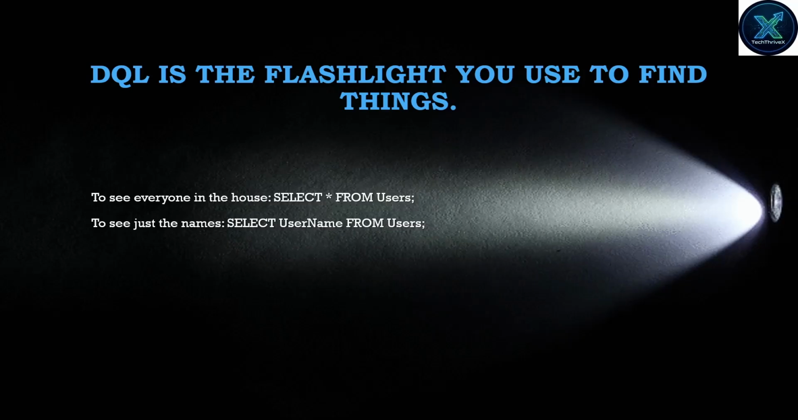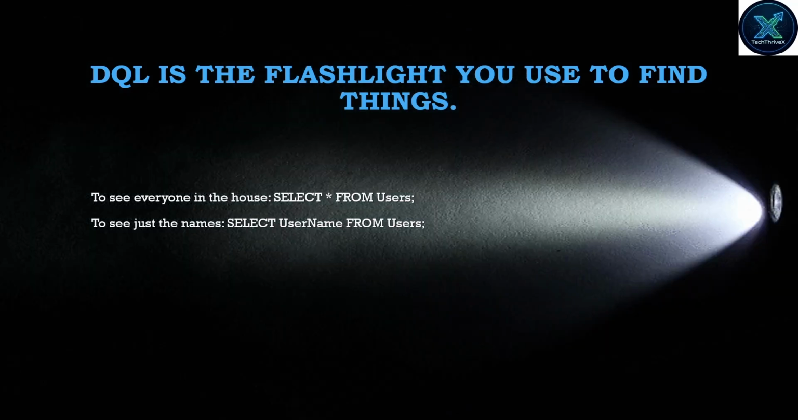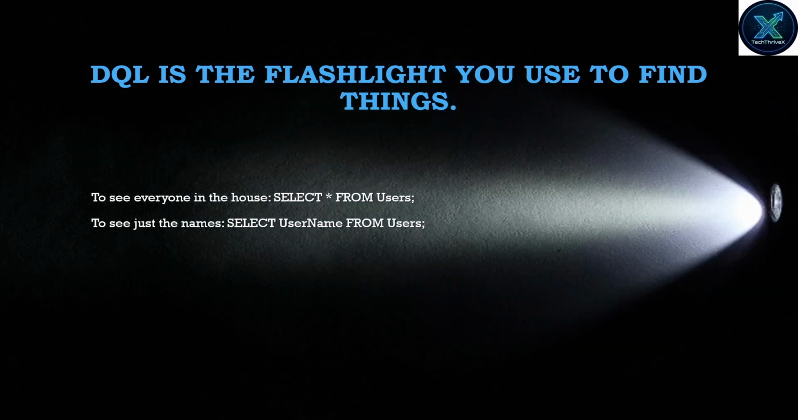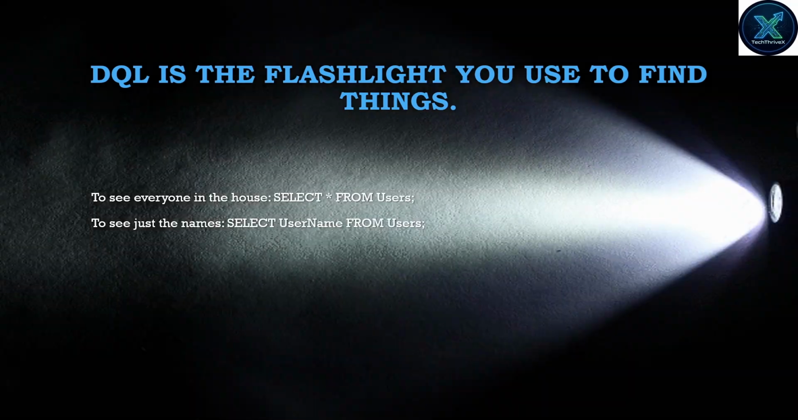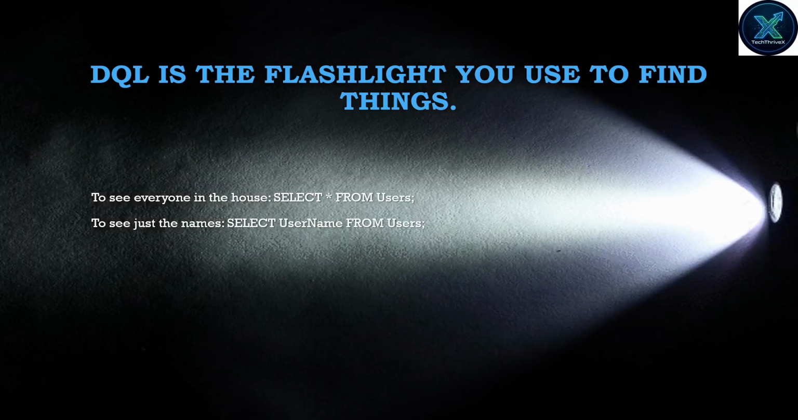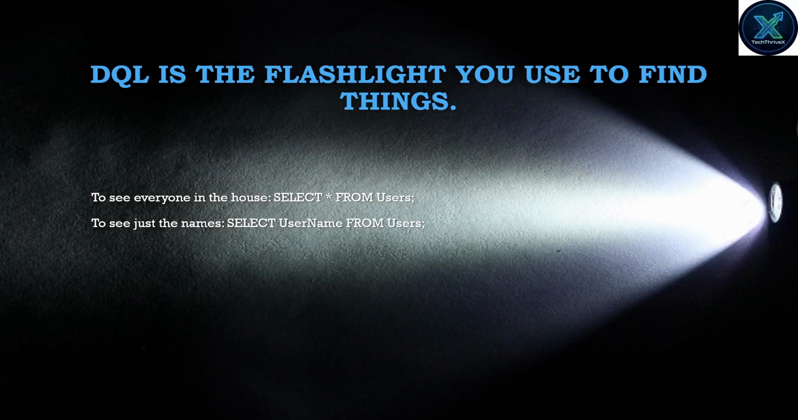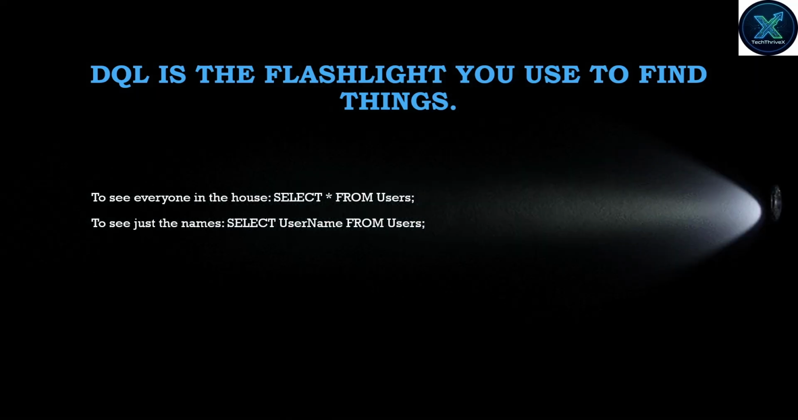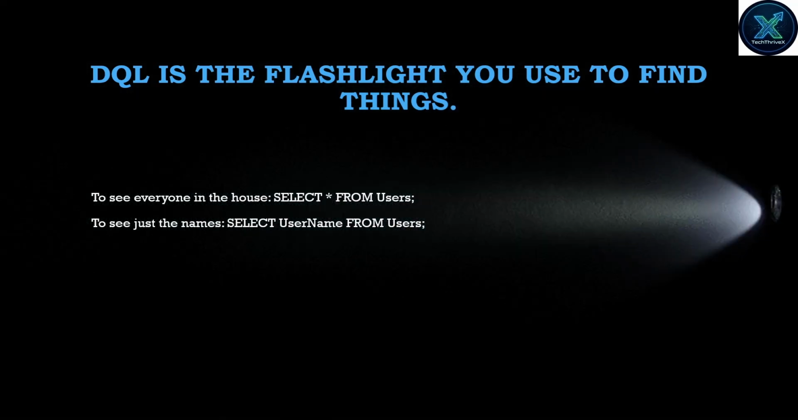Now let's move on to DQL. DQL is the flashlight we use to find things. Here we are using the command select. Using select statements, we look at our data without changing anything, like the table name or the person who is living inside. In the data, we don't change or manipulate anything. We will just look at the data. I mean, we will see who is there, who is available.